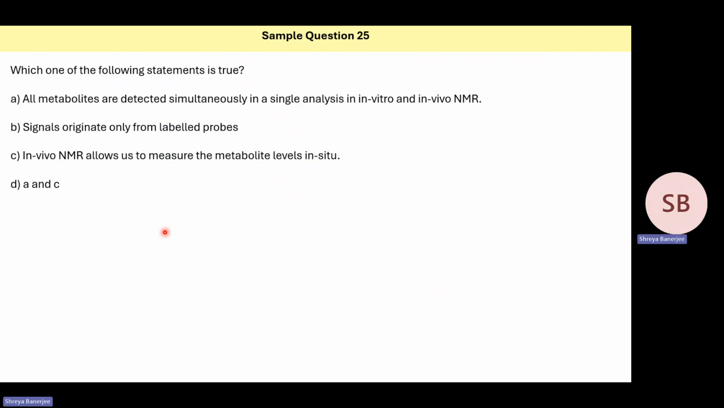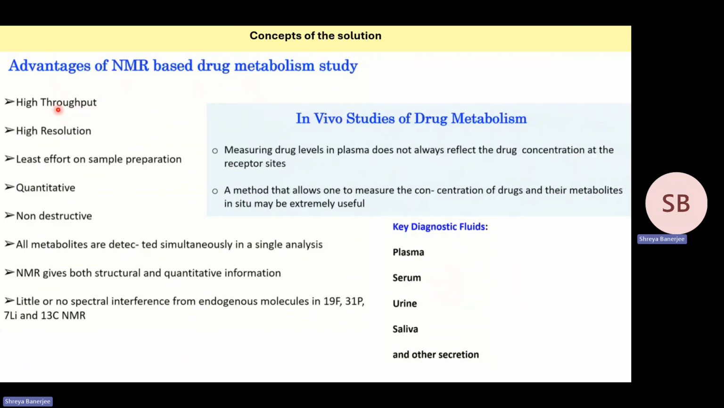We will look at another question now: which of the following is true for in vitro and in vivo NMR. We know that the advantages of NMR based study, whether in vitro or in vivo, is that it is high throughput, the resolution is high, and we don't have to put much effort into sample preparation. In X-ray crystallography, we have to crystallize it, purify it. There's a lot of sample preparation. NMR requires minimum sample preparation.